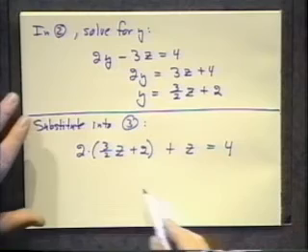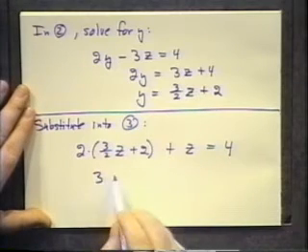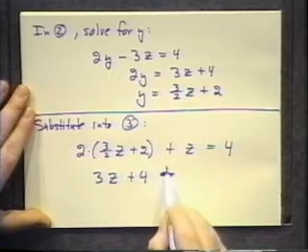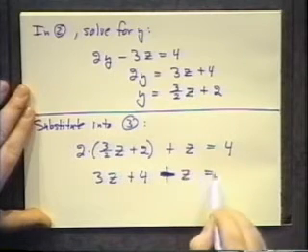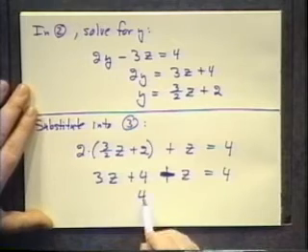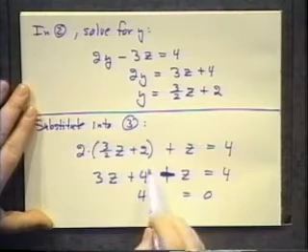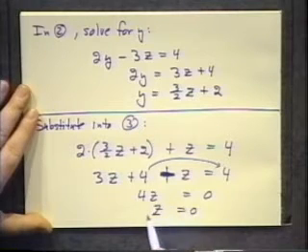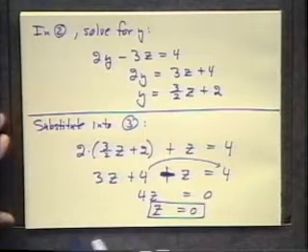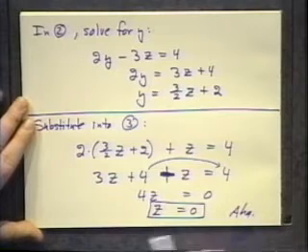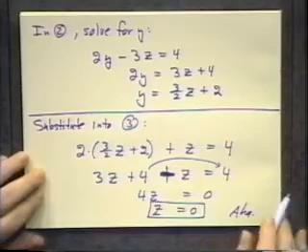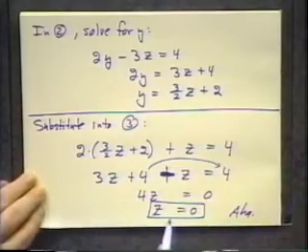And I multiply that through, I get 3z plus 4 plus z is equal to 4. So I've got 4z equals 0, because if I bring that 4 over, the 4's disappear. And so I end up with z equals 0. And finally, after a little bit of work, I have an actual value for one of the variables. Now how do I get the others? I back substitute.